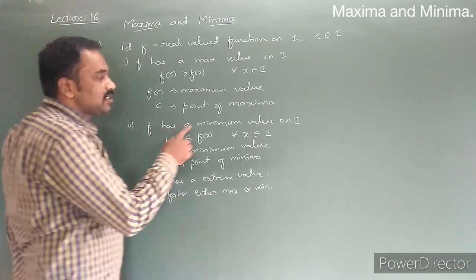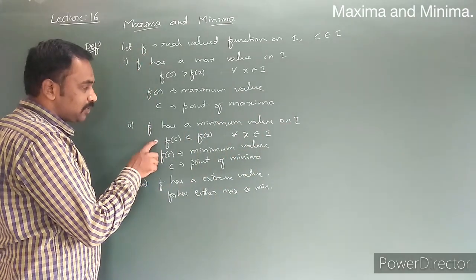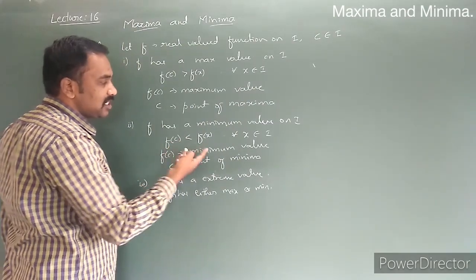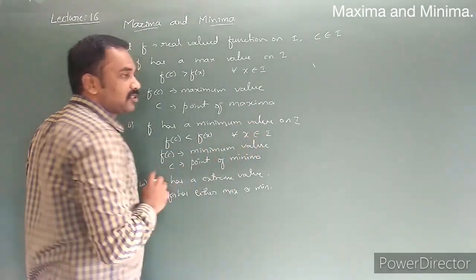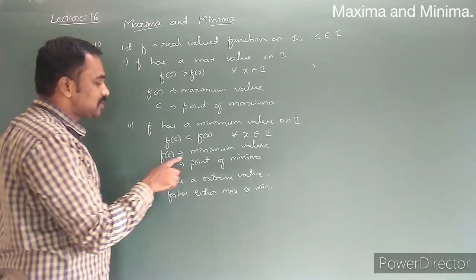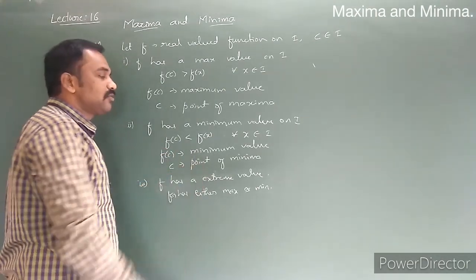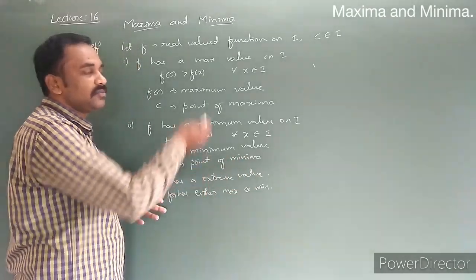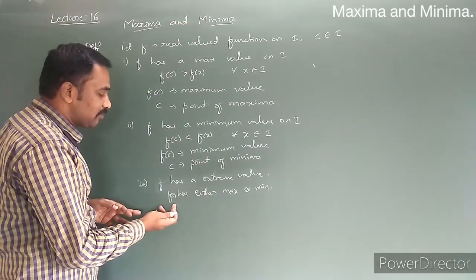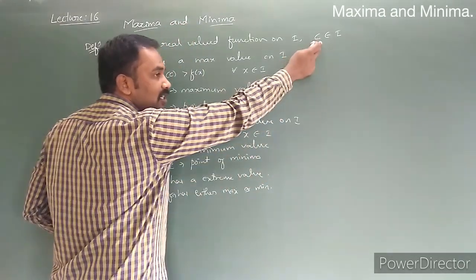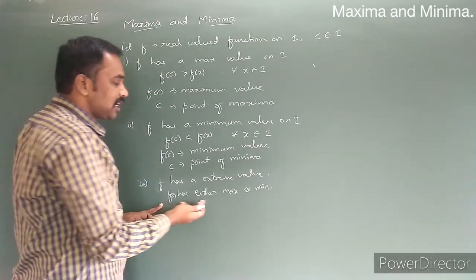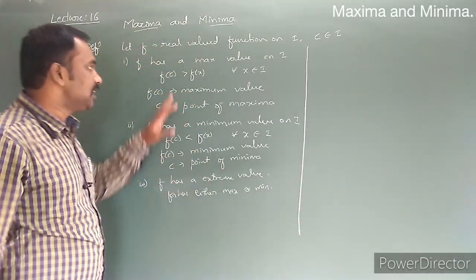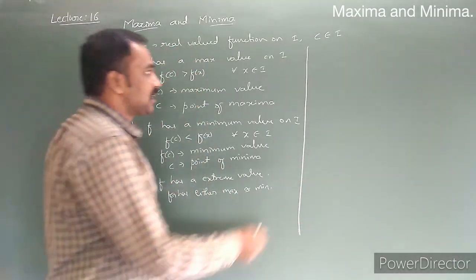In the same way, f has a minimum value on an interval I if there exists a point c on I such that f of c is less than f of x for all x belonging to the given interval I. In that case, f of c is a minimum value and c is said to be a point of minimum. And f has an extreme value if there exists a point c belonging to the given interval such that f of c is either a maximum or a minimum. Anyhow, let's get a clear picture of these terms graphically.